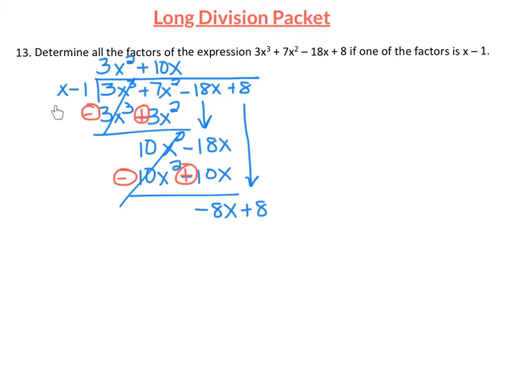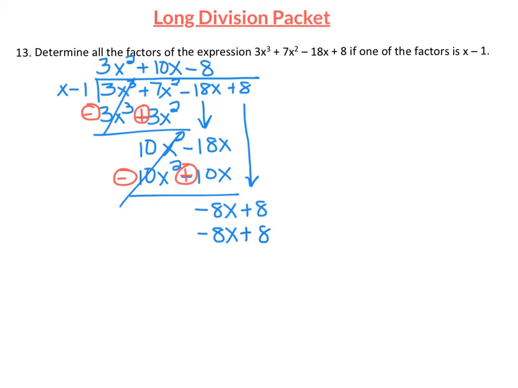All right, so we're going to say, what do I multiply x by to give me negative 8x? Well, negative 8. So let's now distribute. Negative 8 times x is negative 8x. And then negative 8 times negative 1 is positive 8.